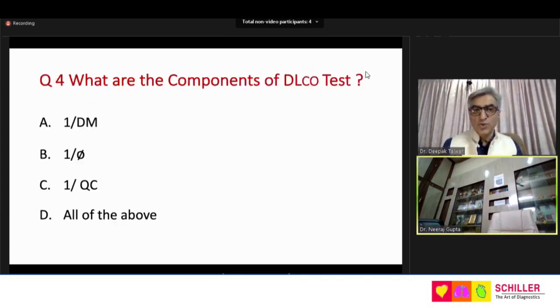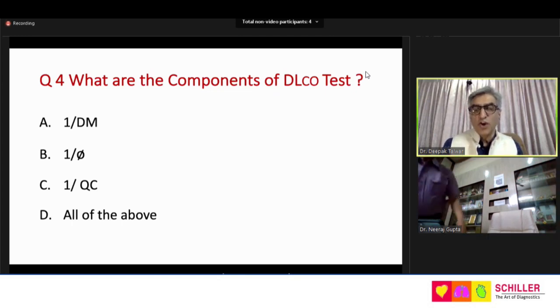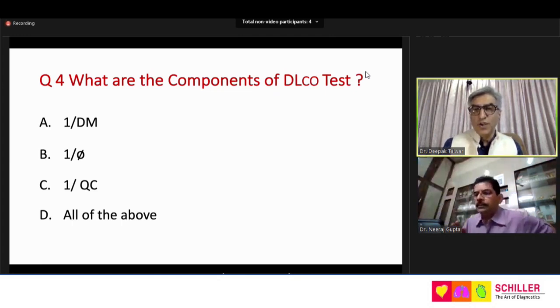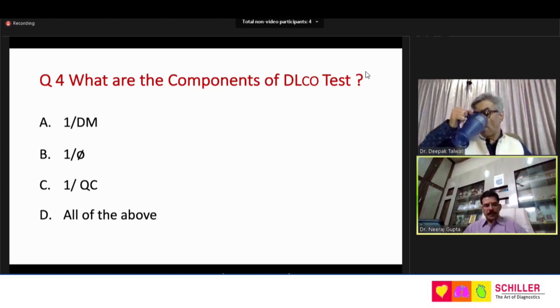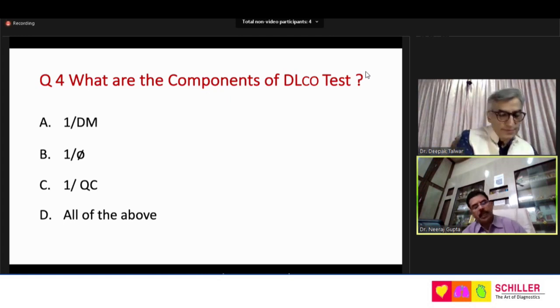That brings us to question number 4: what are the components of DLCO which we measure in our labs? Over to you, Neeraj. Yeah. What are the components of the DLCO test? 1/DM, that is membrane conductivity. 1/theta, that is the carbon monoxide hemoglobin chemical reaction rate. 1/Qc, that is capillary blood volume, or all of the above.